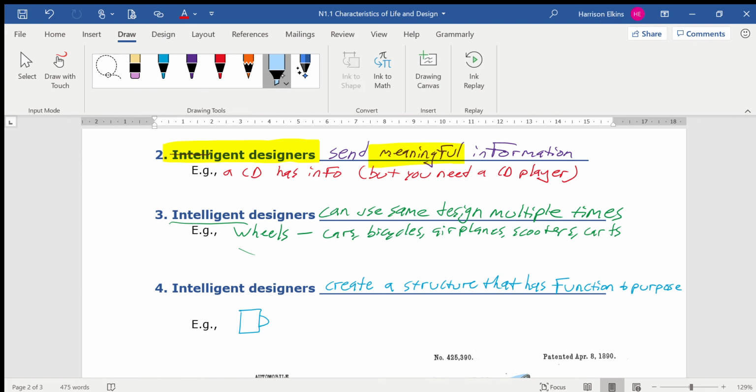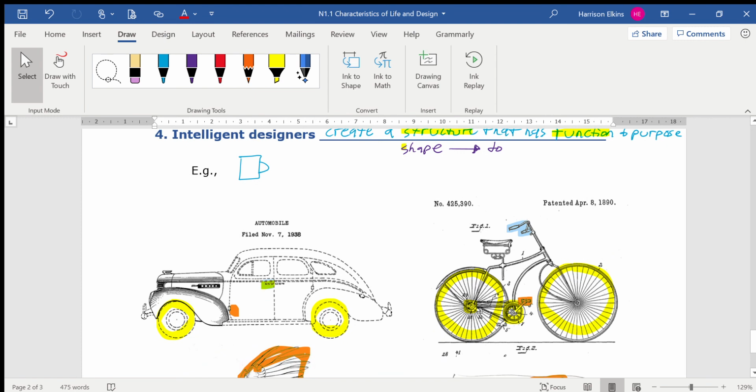So a structure is shaped a certain way so that it can do a certain thing. Shape allows it to do things. So if a wheel were shaped like a square, that would be bad. The structure would not allow it to carry out its function. But because it's a circle, its structure allows it to carry out its function.